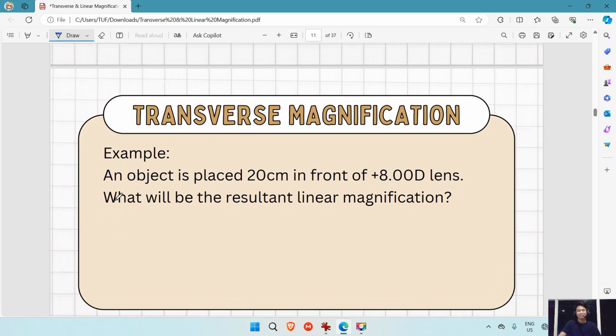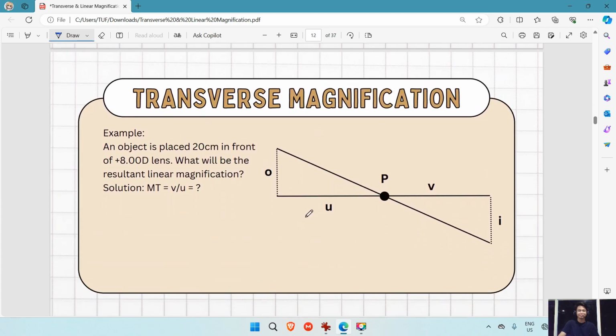Okay, let's proceed with transverse magnification as a whole, or the resultant linear magnification. For example, if an object is placed 20 centimeters in front of a plus 8D lens, what will be the resultant linear magnification? So this is what it looks like. So what is u again? That is our object distance. U, object distance. And then for our v, this is our image distance.